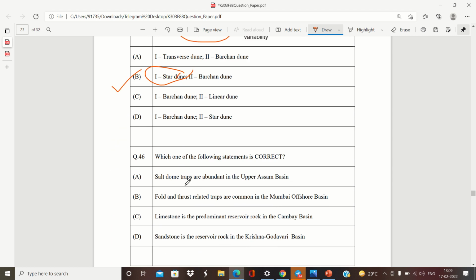Okay, then another question is which one of the following statements is correct. So this is asked about the different petroleum rocks, what are the reservoir rocks, what are the source rocks. So these are the conditions. So here fourth option, that is D, is our right answer.